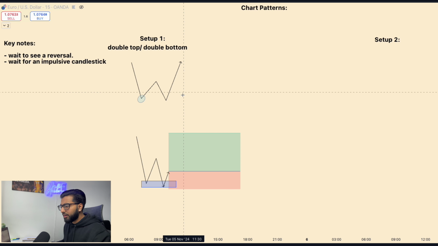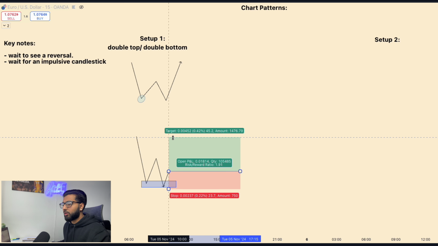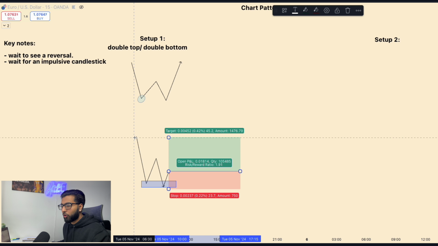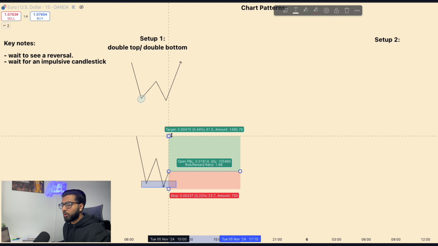Now, when it comes to targets, we need to make sure that our target is at the top of the leg. The top of this leg. We're not going to target anything super high, like another level of structure, because that's not the setup. The setup is to the top of this leg.